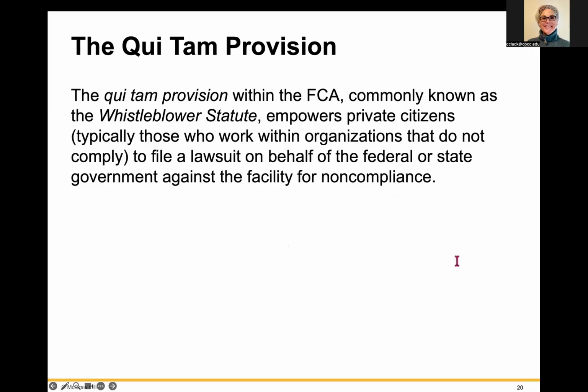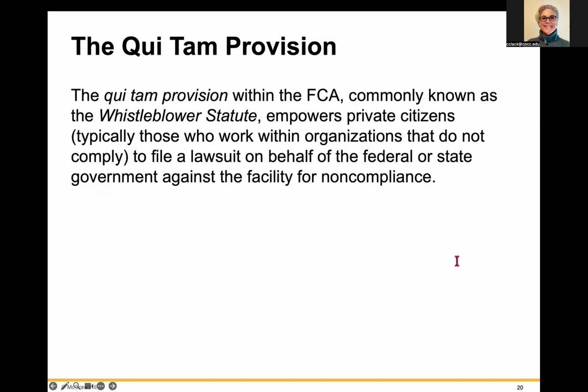The QTAM provision is a concept that makes a lot of organizations take compliance seriously, and this falls under the False Claims Act. QTAM is commonly referred to as a whistleblower provision, and the main idea here is this: it allows a private individual, often an employee or someone inside the organization, to bring a lawsuit on behalf of the government when they believe the organization is submitting false claims or not complying with the law.